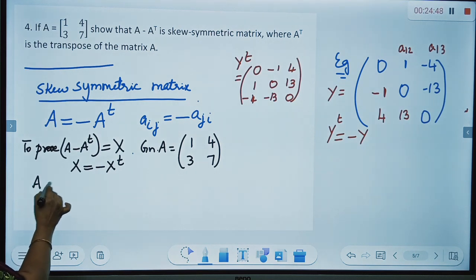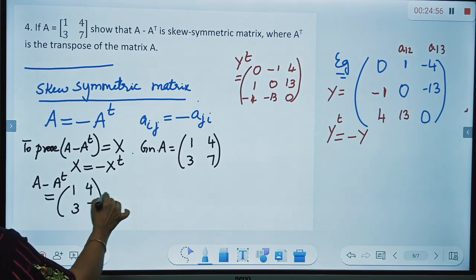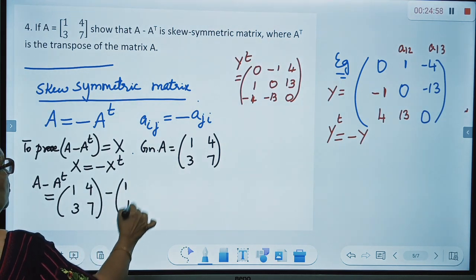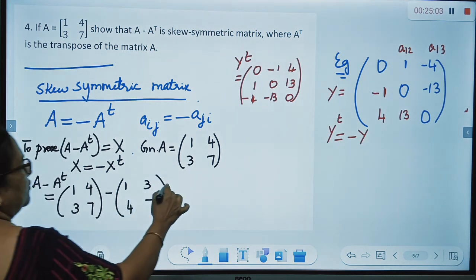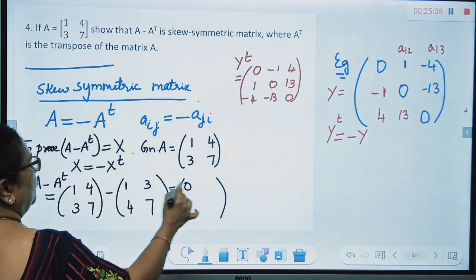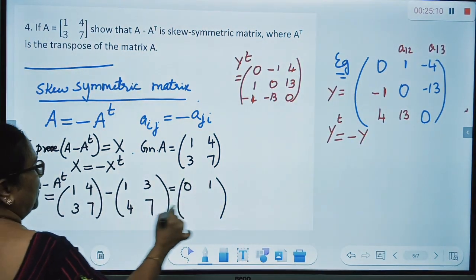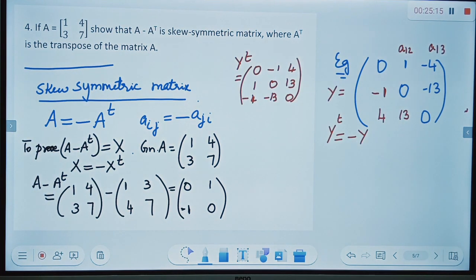So what is A minus A transpose? A minus A transpose will be 1, 4, 3, 7 minus 1, 3, 4, 7, which will be 1 minus 1, 0, 4 minus 3, 1, 3 minus 4, minus 1, 7 minus 7, 0. So 0, 1, minus 1, 0. So this is my what? X.